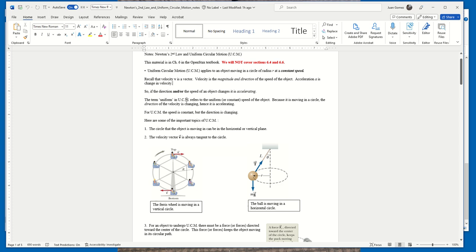Well, remember, if the direction and or the speed of an object changes, it is accelerating. So anything undergoing UCM is accelerating.